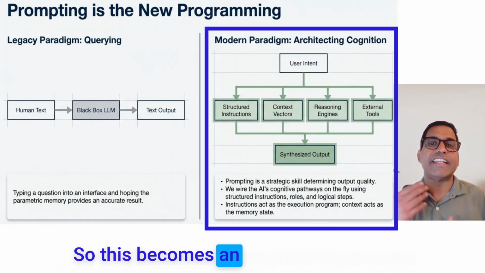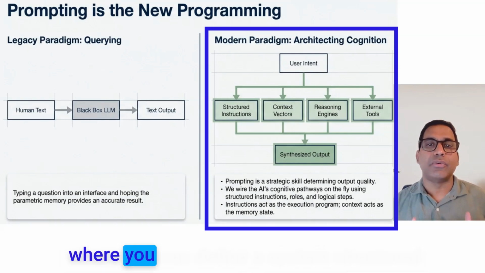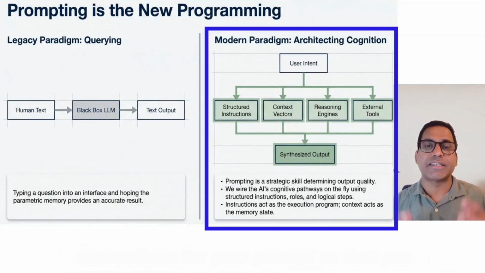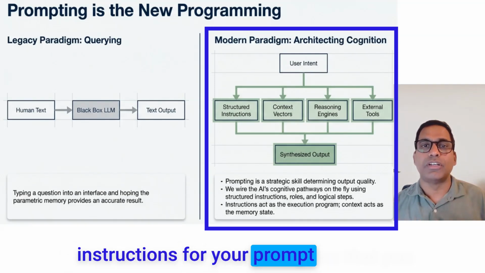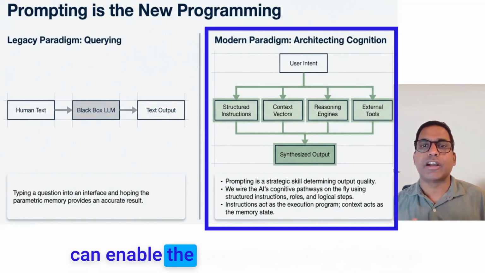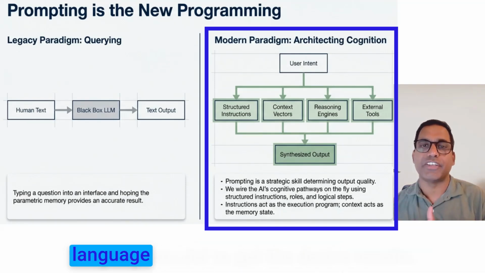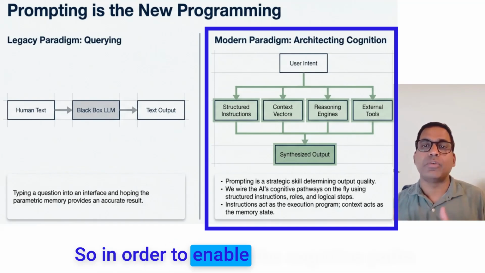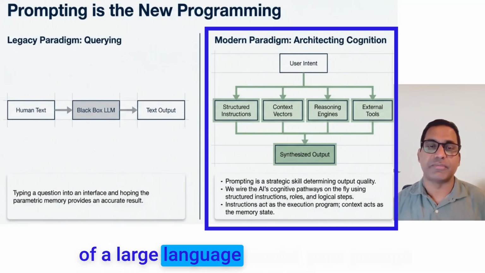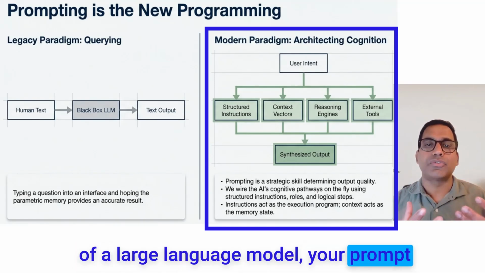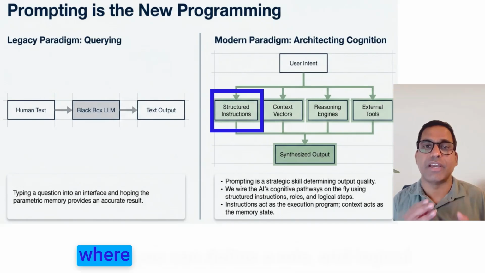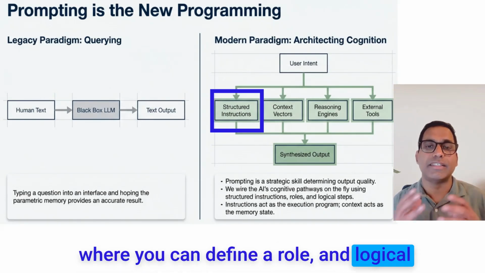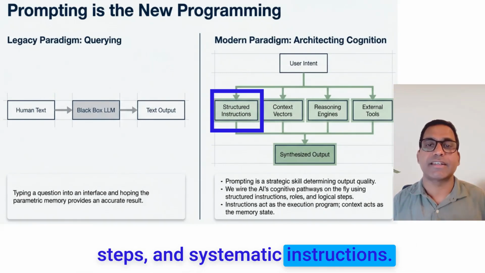So this becomes an engineering process where you can define system structured instructions for your prompt, so that you can enable the cognitive path of the large language model to get the desired results. So in order to enable the cognitive paths of a large language model, your prompt should have structured instructions where you can define a role, logical steps and systematic instructions.